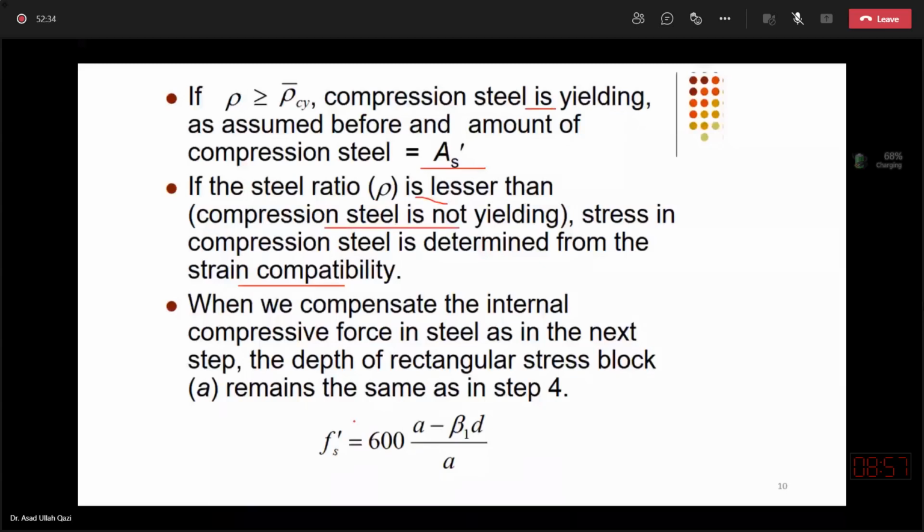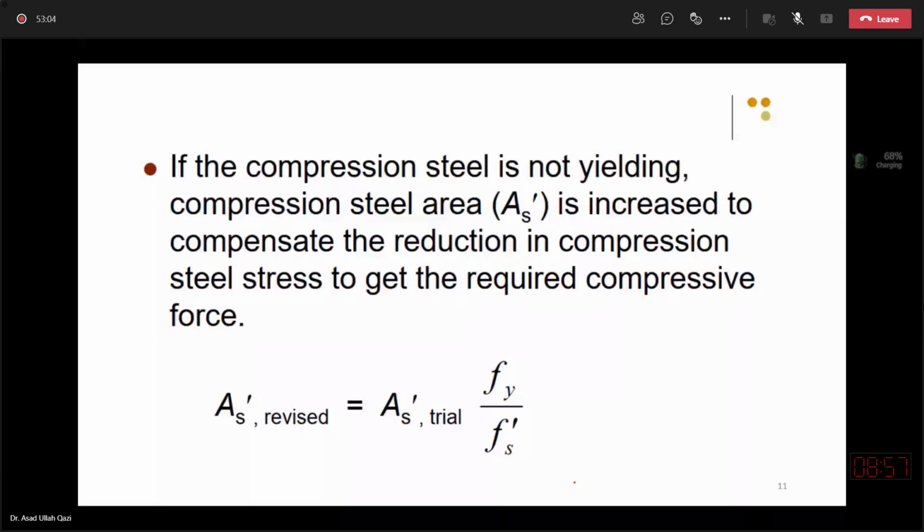And A you have calculated earlier, it's beta 1 3 over 8 D. From that A you will get Fs prime. Obviously it will be less than Fy because your rho is less than rho Cy. Now from this Fs prime, we will do a little revision. My AS prime trial, which I earlier calculated, I got the impression it is not yielding, against my assumption. I need to enhance that area of steel a little.